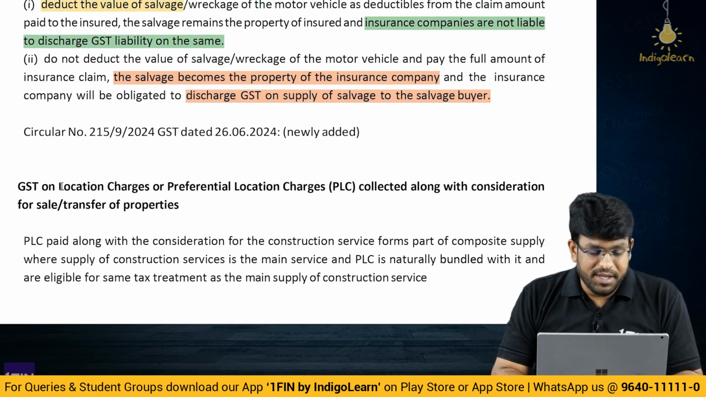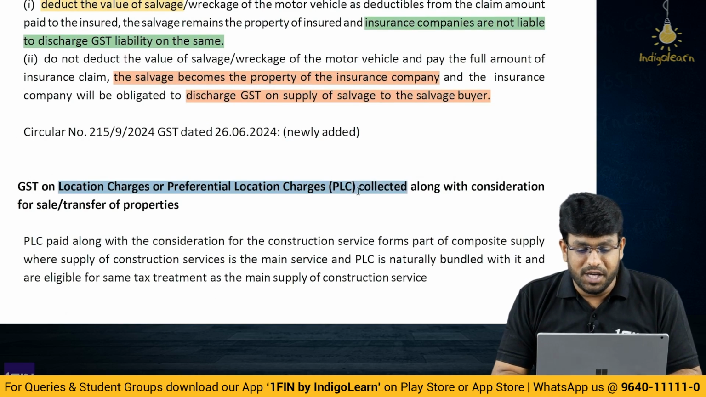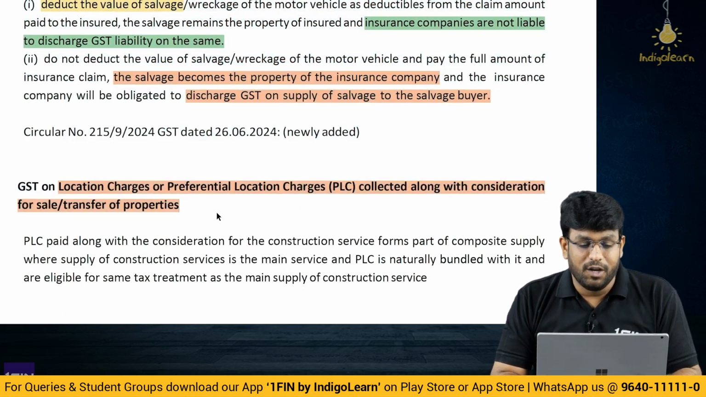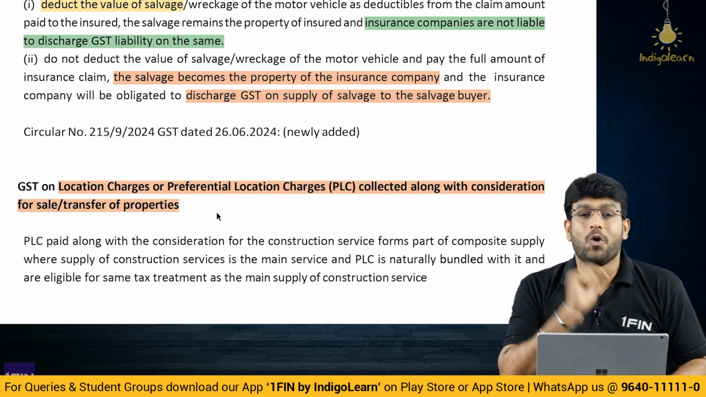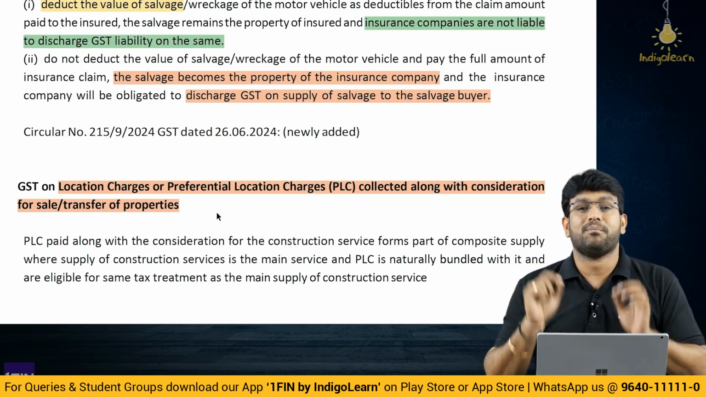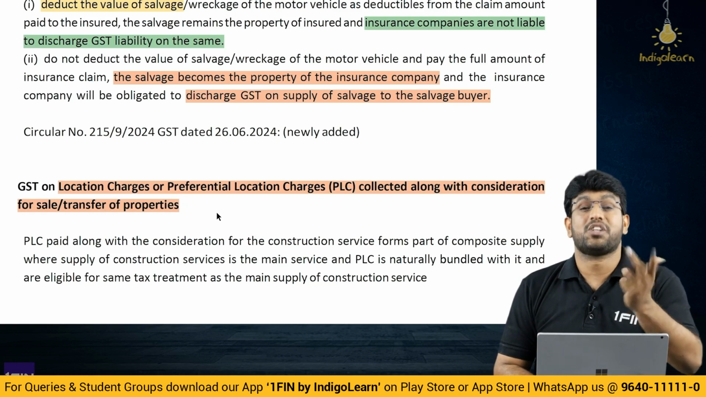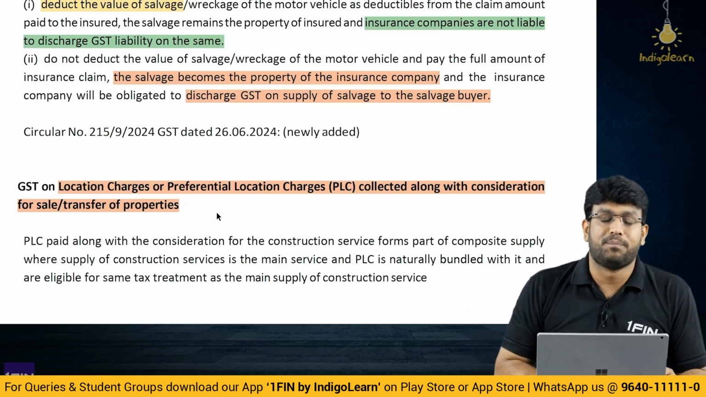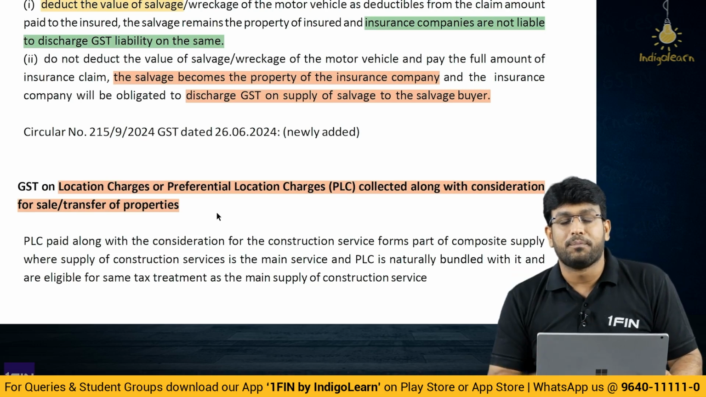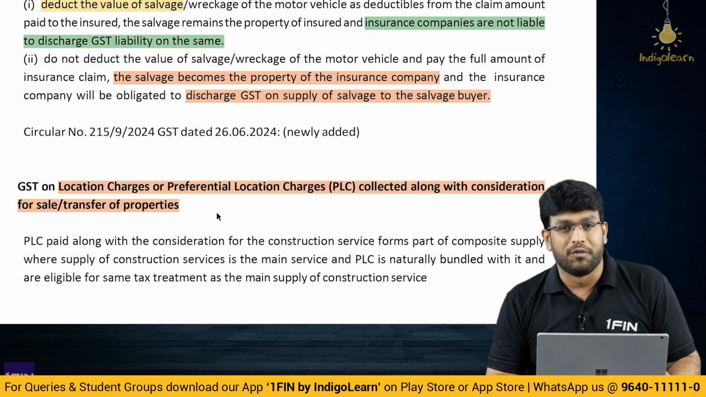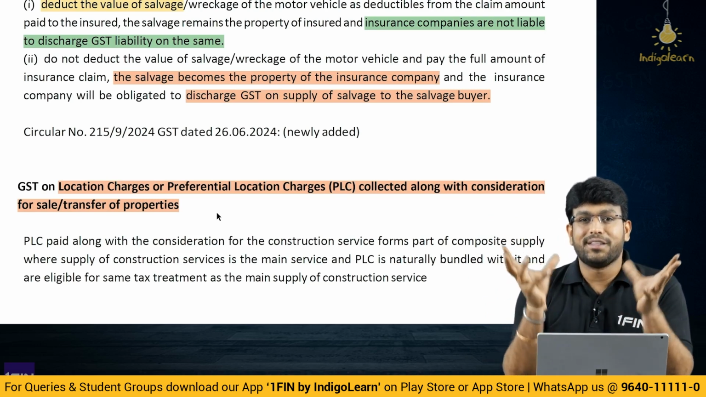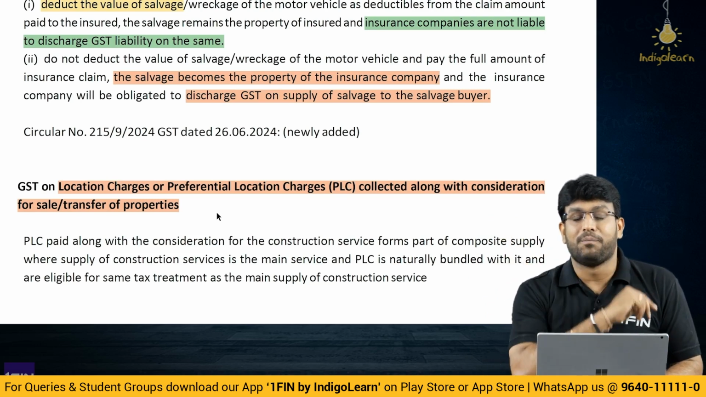GST on location charge or preferential location charge collected along with consideration for sale or transfer of property. Sir, it's so common that whenever we go to buy some plot or some residential apartment, the person will tell us the flat price is 8,000 per square feet. But if you want a corner plot, 8,500 per square feet. If you want east facing, 9,000 per square feet. Northeast facing, 9,500 per square feet.